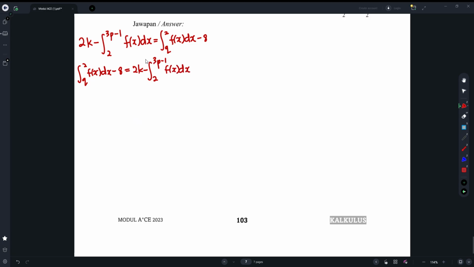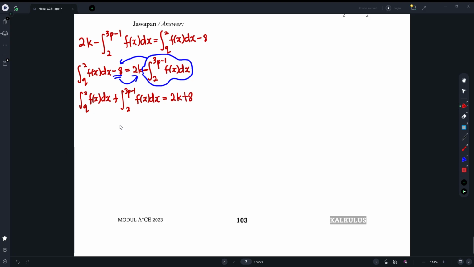So what happens, this particular term with the integration, I'm going to move to the left-hand side, and this negative 8 I'm going to move to the right-hand side. So I'll end up getting the integral from q to 2 of f(x) dx. Since it is negative, when I shift it to the other side, it becomes positive: plus the integral from 2 to 3p minus 1 of f(x) dx is equivalent to 2k, and as I mentioned, the negative 8 when you bring it to the other side becomes positive 8.